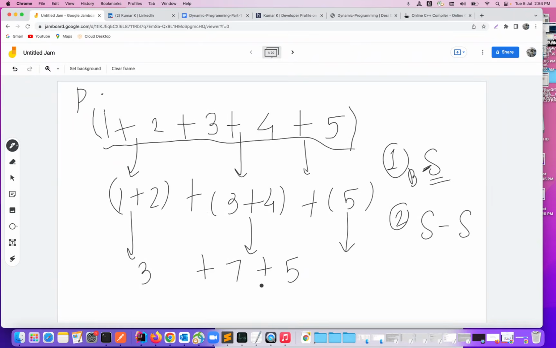So the third and last step is to combine the smaller solutions. So 3 plus 7, 10, plus 5, 15.